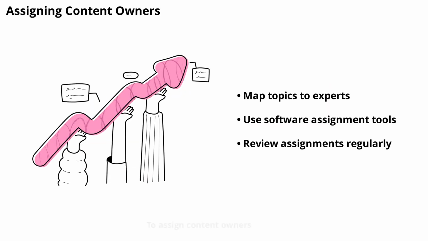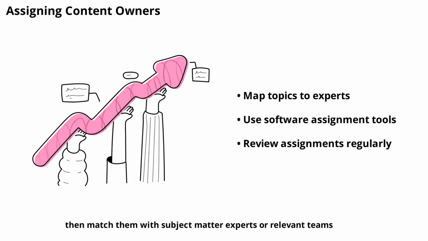To assign content owners, start by mapping out your knowledge-based structure. Identify key topics and subtopics, then match them with subject matter experts or relevant teams. Use your software's built-in features to designate owners for each section. Make sure responsibilities are clear and visible to everyone. Regularly review ownership assignments to adapt to team changes or evolving expertise.